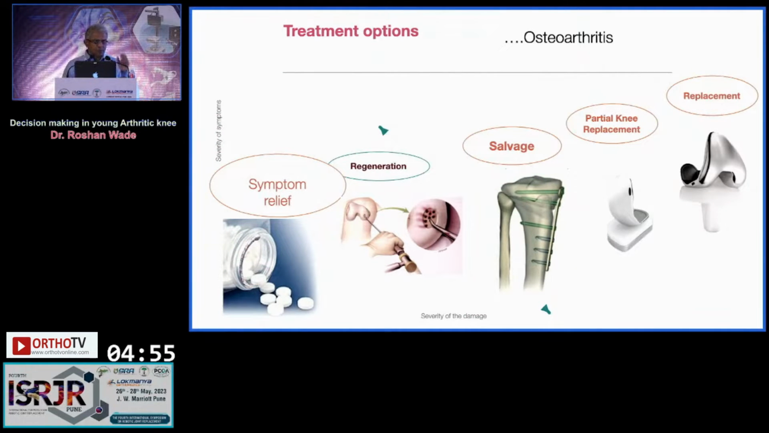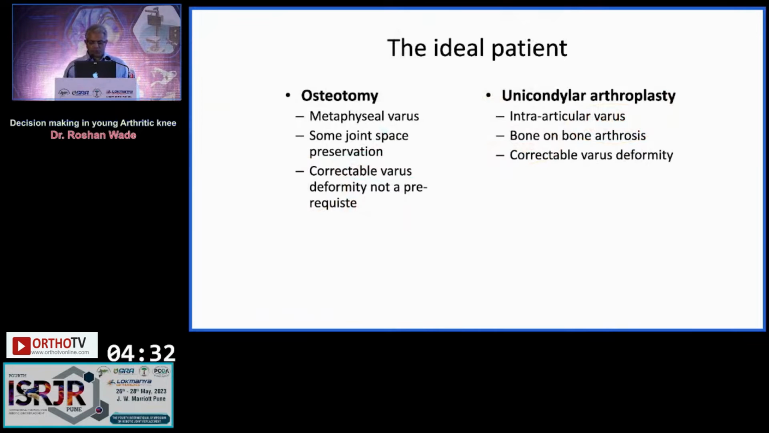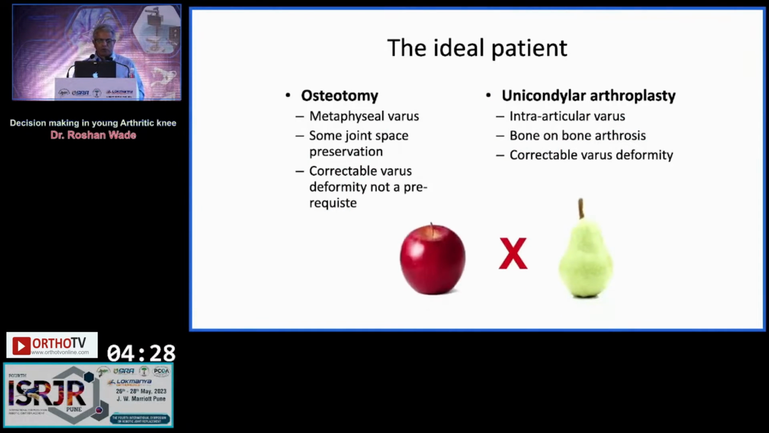The commonest options which we follow in our clinical life are symptom relief, that is the medical management of osteoarthritis. Regenerative medicine is picking up, but it's not up to the mark. Salvage procedures are in the form of high tibial osteotomy, partial replacement and replacement, which we are going to discuss today. In short, joint preservation has to be emphasized. For osteotomy and unicompartmental replacement, you can't compare apples with oranges because these are two completely different stories.